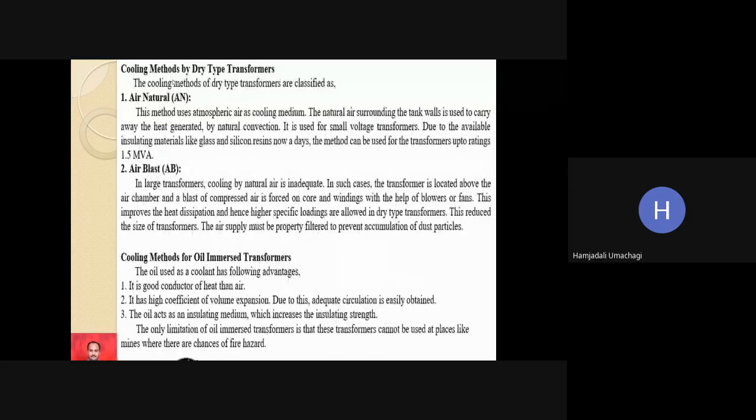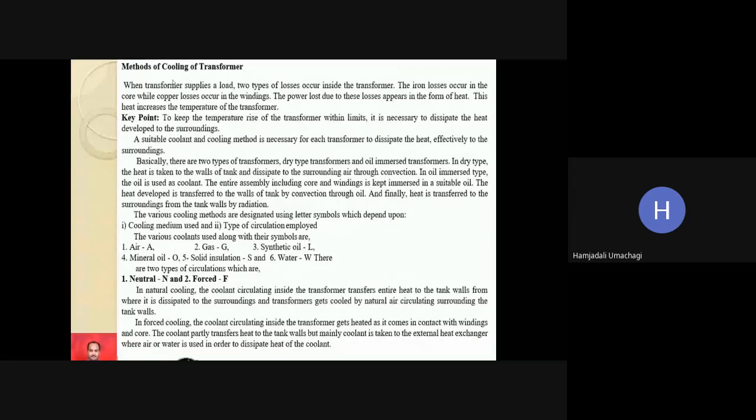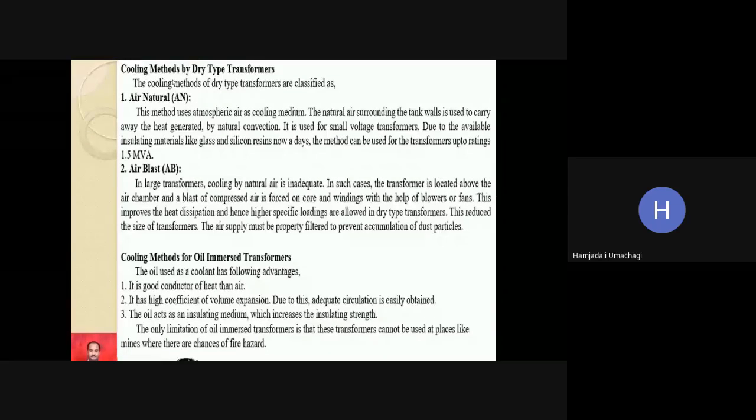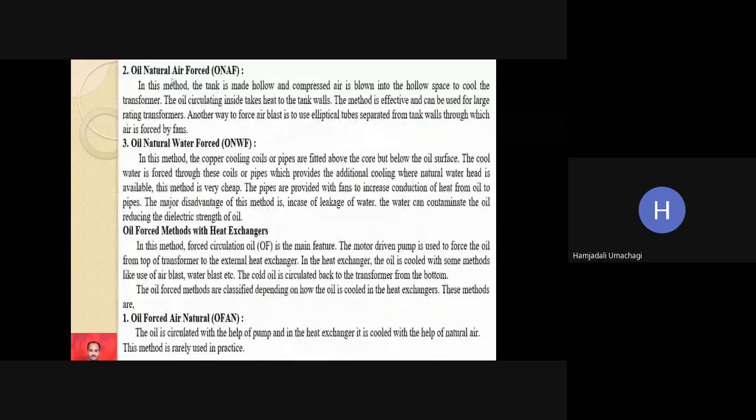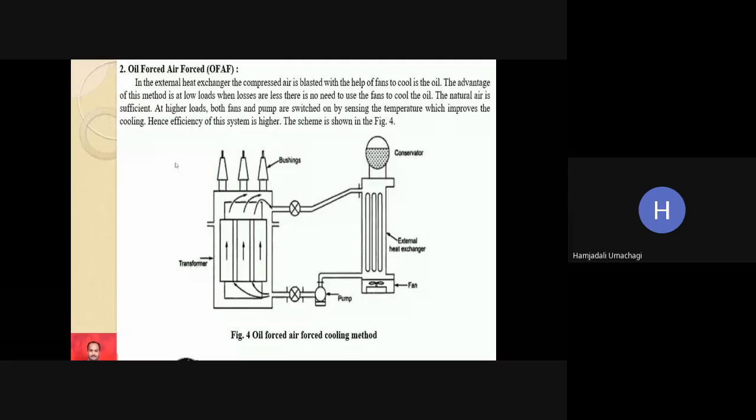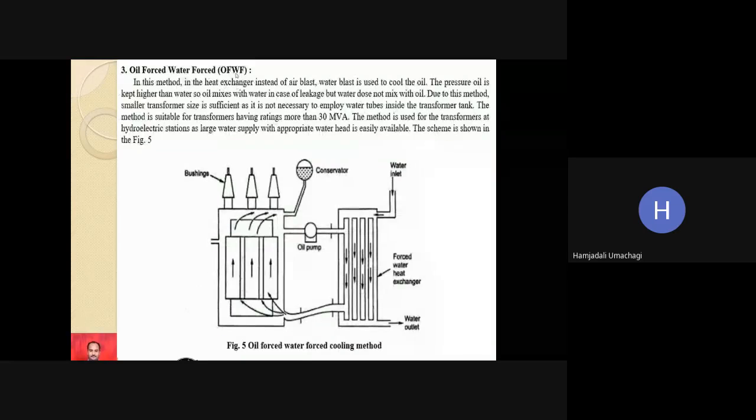In the examination they may ask the question like explain cooling methods of transformer. Then what you can do is first start to write the answer from the cooling methods of dry type transformer. First one is air natural, second one is air blast. Then cooling methods of oil immersed transformer. Then you explain oil natural, then oil natural air forced, oil natural water forced. Then for the oil forced methods with heat exchanger, you explain OFAN, then OFAF, then OFWF.